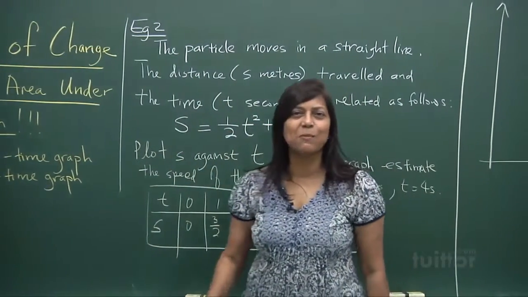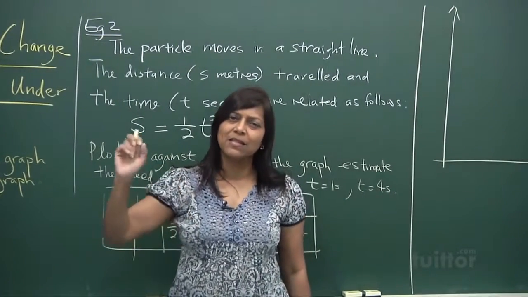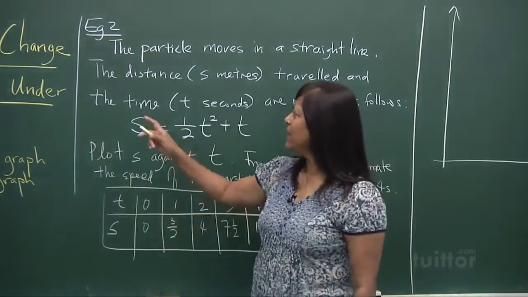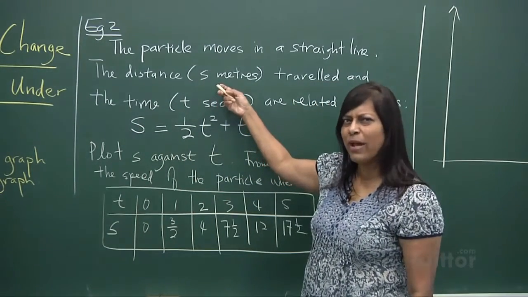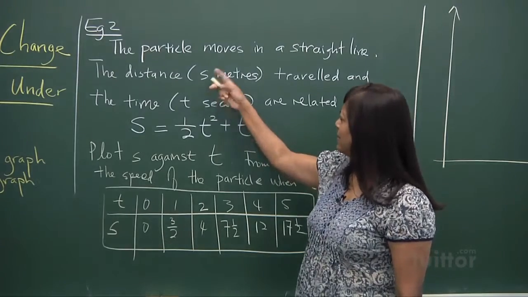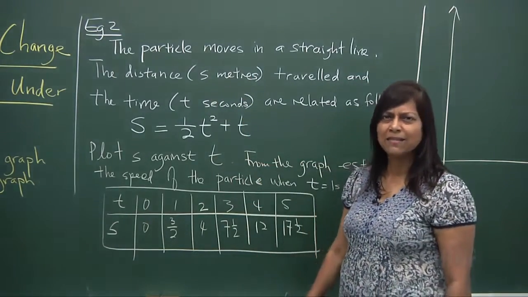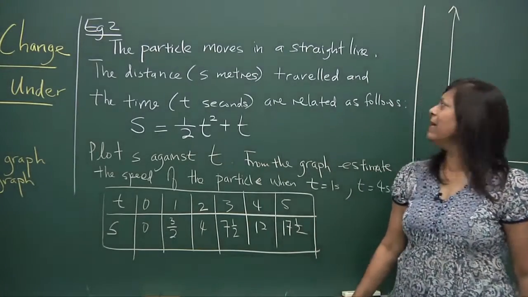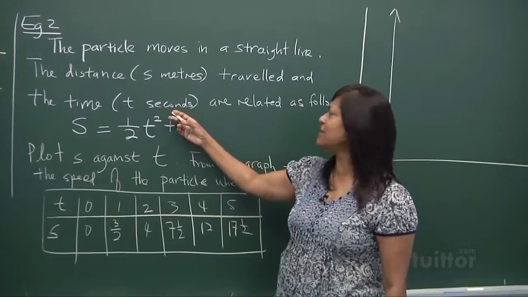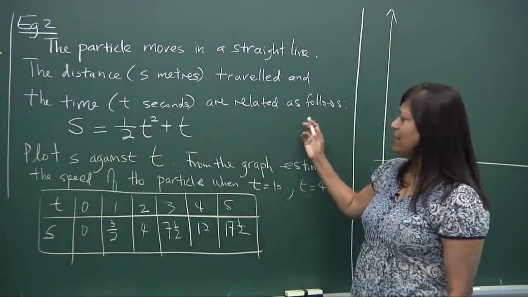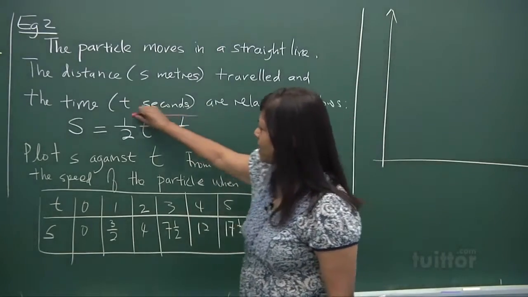The next question is about a particle being thrown. And the distance that is moved by this particle is represented as s meters. Anyway, this is just a standard term. We always like to call distance s or d. The distance traveled and the time taken, t seconds, are related as follows. This is the beautiful formula connecting it.